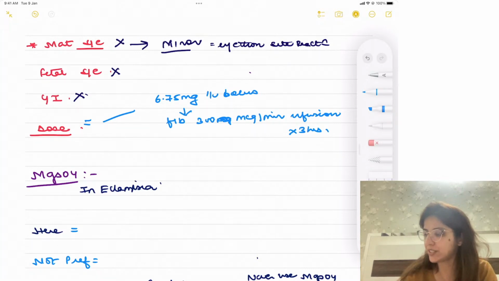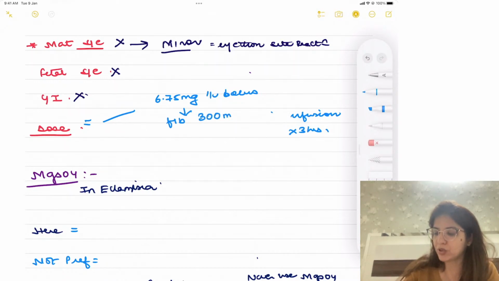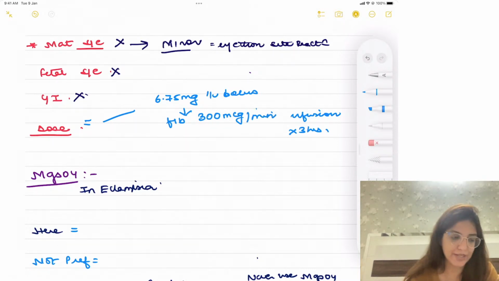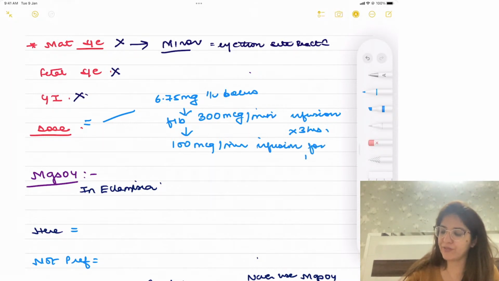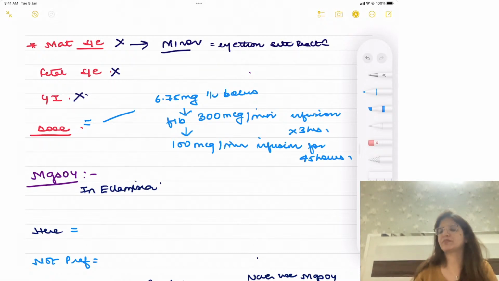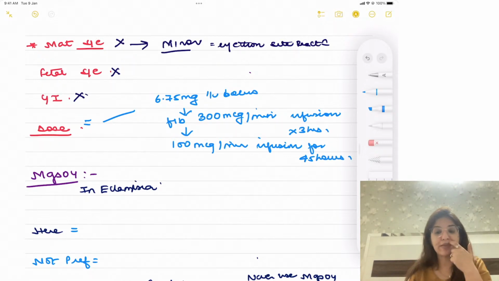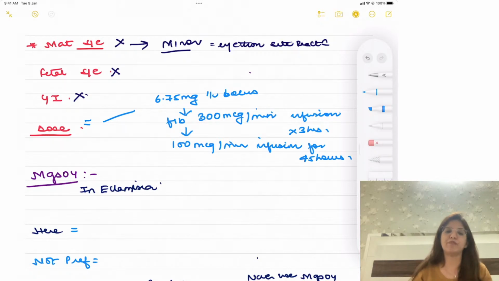300 micrograms. I'm writing it clearly so that you can see properly. 300 micrograms per minute infusion for 3 hours, and then 100 micrograms per minute infusion for 45 hours. Right? So initially 6.75 mg IV bolus, then that has to be followed by IV infusion 300 micrograms per minute, and then 100 micrograms per minute infusion for 45 hours.